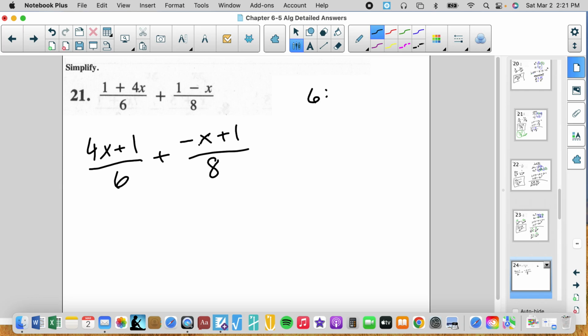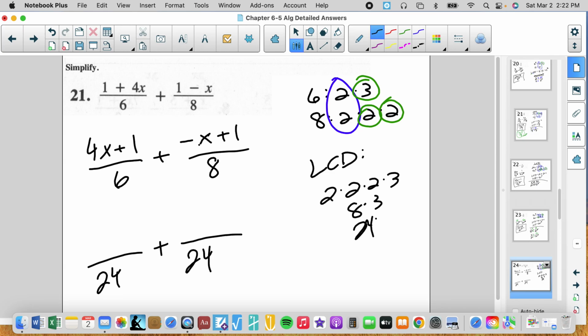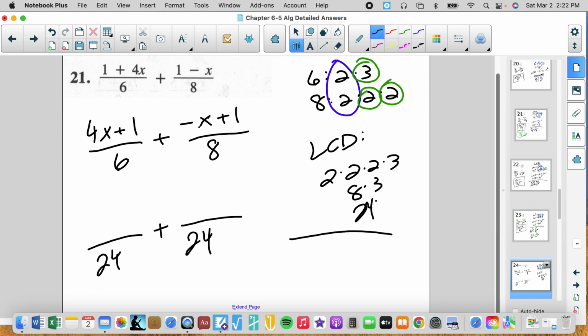So prime factorization: 6 is 2 times 3. 8 is 2 times 2 times 2. They have a 2 in common. The 3, the 2, and the other 2 are leftovers. So LCD is 2 times 2 times 2 times 3, which is 8 times 3, which is 24. So common denominator of 24. And now we need to find equivalencies.